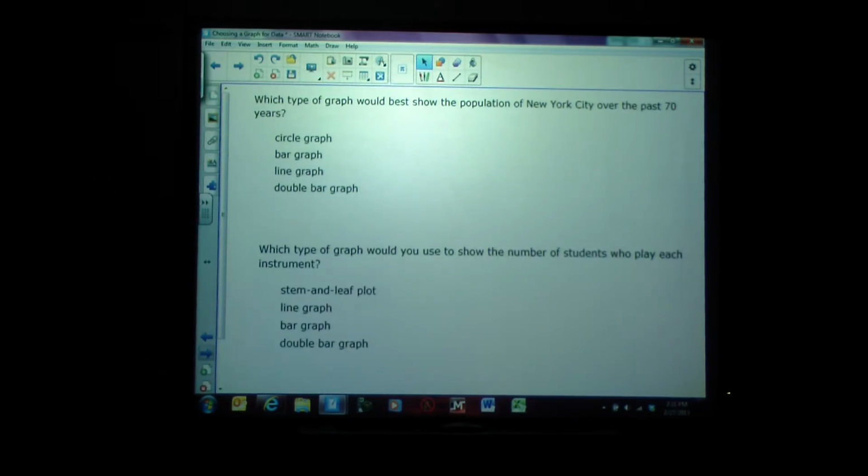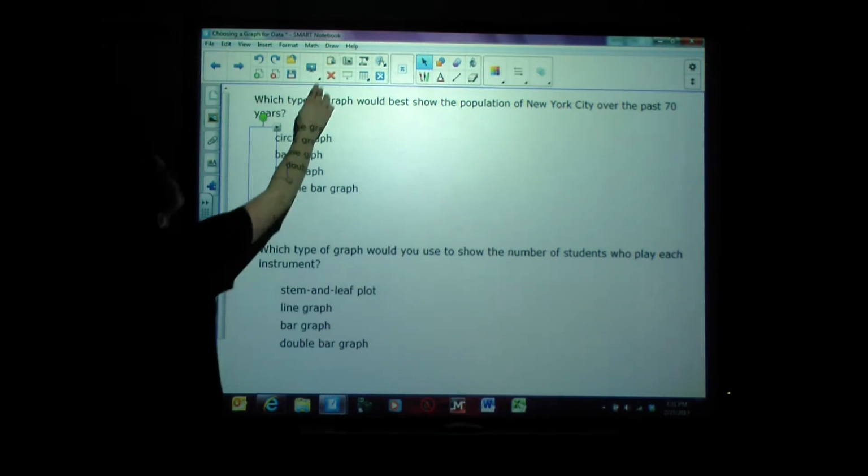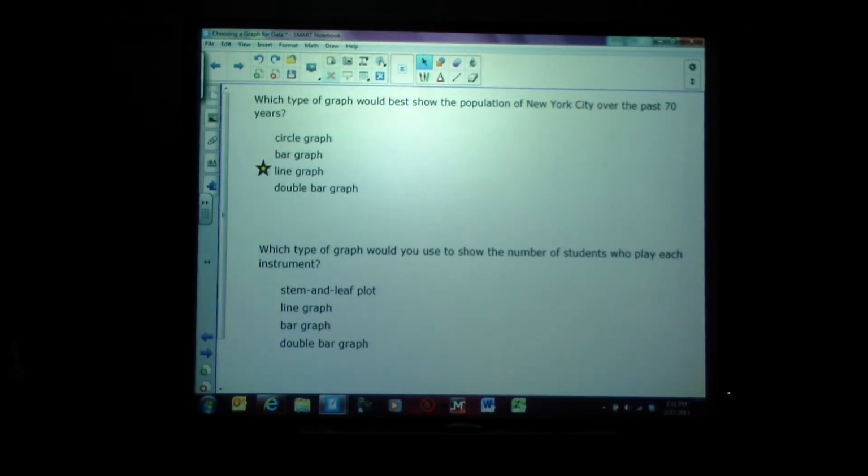Okay, which type of graph would best show the population of New York City over the past 70 years? Hopefully you caught that we're doing this over the last 70 years, and therefore the line graph is the best for showing trends over time.